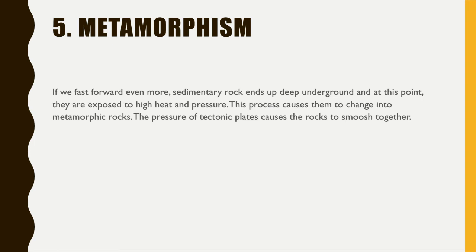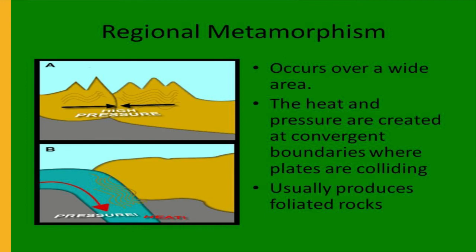And if we fast forward even more, sedimentary rock ends up deep underground at this point, and it's exposed to high heat and high pressure. This process causes them to change into metamorphic rocks, and the pressure of tectonic plates causes the rocks to smush together, again like a sandwich. Here, I couldn't find a good picture, but this is the best one I found that can kind of describe this process. It occurs over a wide area. The heat and pressure are created at convergent boundaries where plates are colliding and usually produces foliated rocks.